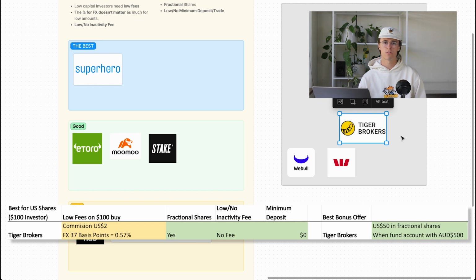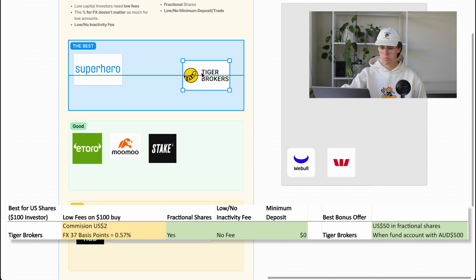They also offer fractional shares. They don't have any inactivity fees, and the minimum deposit is $0. You can deposit as little as you'd like. They offer $50 in fractional shares when you fund your account with $500. So if you can find $500, you can get 50 USD in fractional shares. 50 USD, not just $50, 50 USD. So again, that's over a 10% bonus just for signing up. And that is going to put Superhero and Tiger on quite a level playing field, I think.